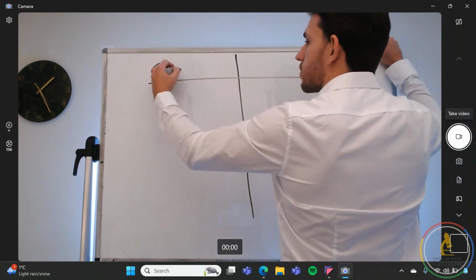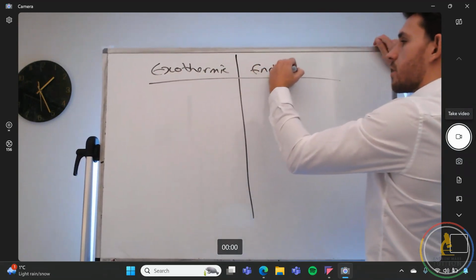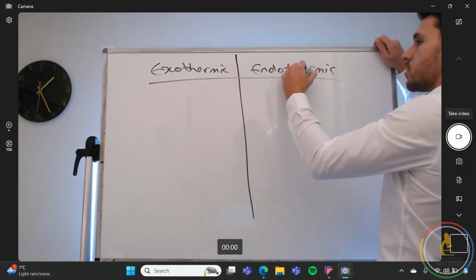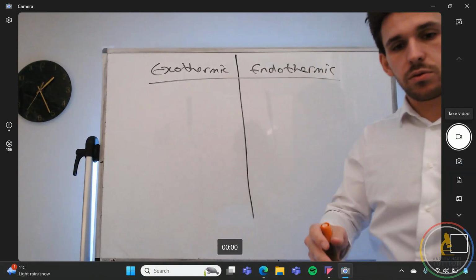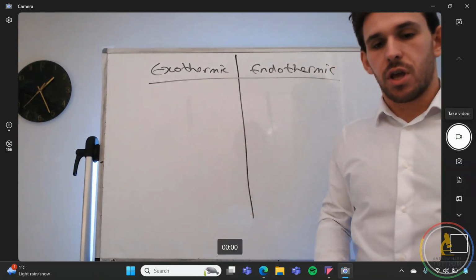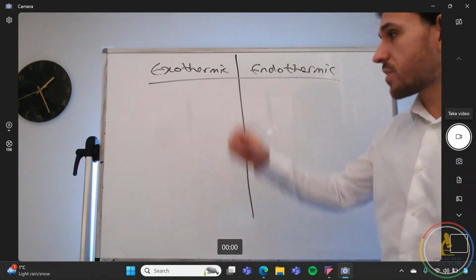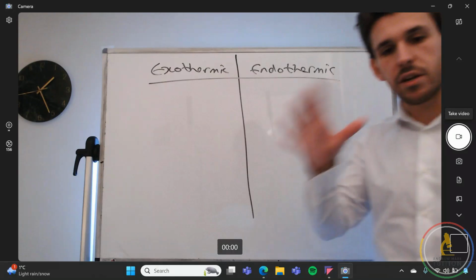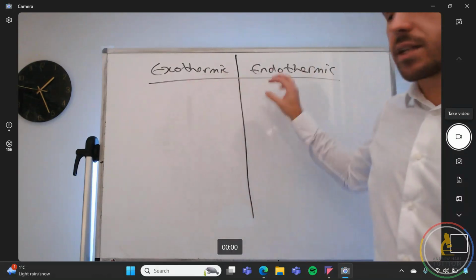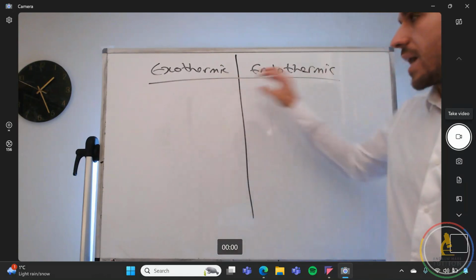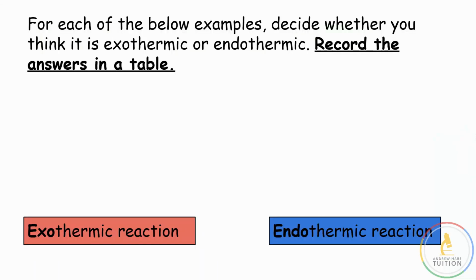We're going to have exothermic on one side, and endothermic on the other. And all I'm going to do is, one by one, bring up some examples of different types of reaction. And your job, and I'll give you a bit of thinking time, is going to be to decide whether you think it's exothermic or endothermic. And then we'll have a chat about it, and once we've got the correct answer, we'll add it to our table. Okay? Hopefully that's all clear. And let's just get going.